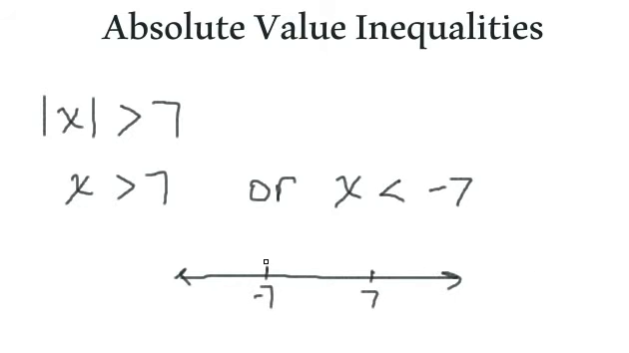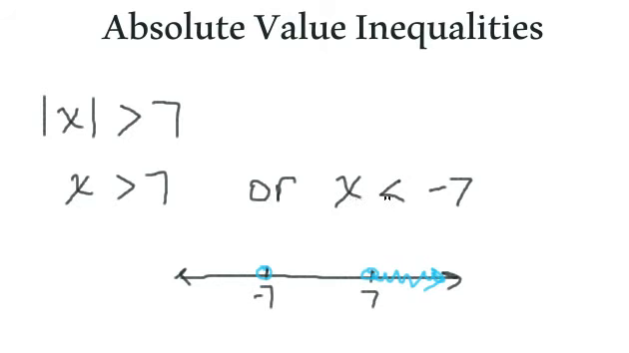And let me use a different color here. We don't include 7 and we don't include negative 7, so I'm just going to put a circle here. This says x is greater than 7, so that'd be all the values that are greater than 7, like for example 7.5 or 100 or 99, right?